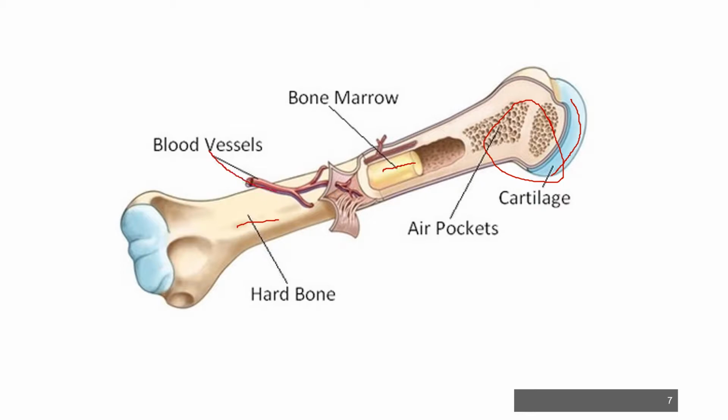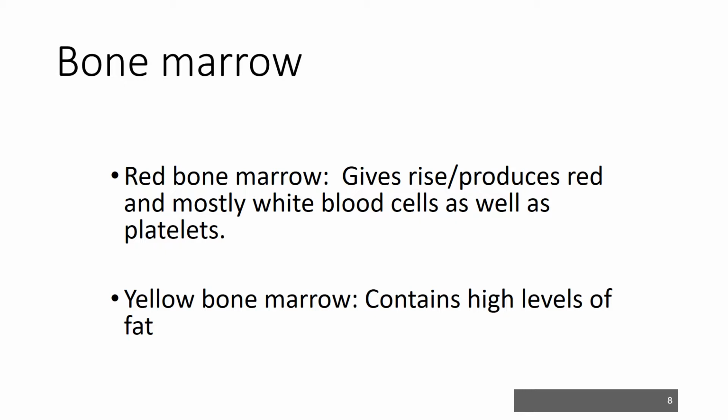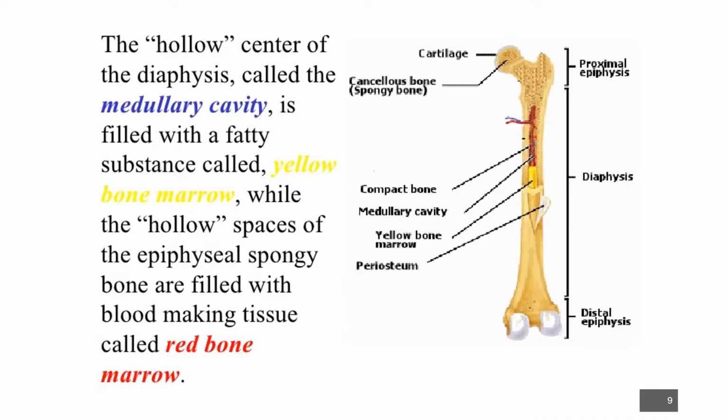Of course, blood vessels. You have to have blood vessels going to the bones because the bone is a living tissue. It needs all the nutrients and oxygen, and needs to release carbon dioxide in order for the bone cells to survive. Okay, so again, red bone marrow gives rise to and produces basically the red and mostly white blood cells, as well as platelets. Yellow bone marrow contains a high level of fat.